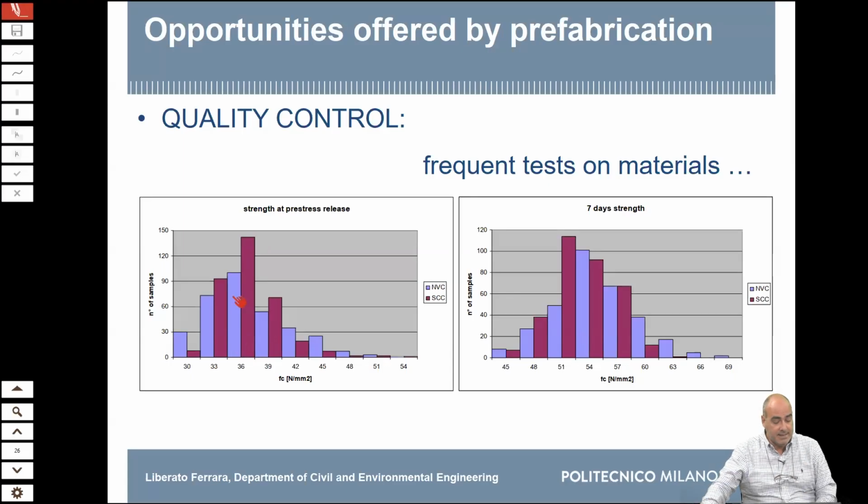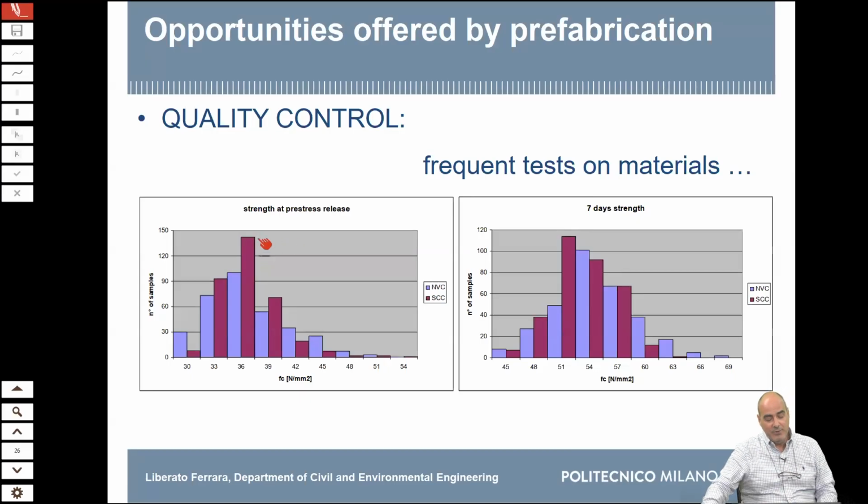But with SCC, this compares normal vibrated concrete to SCC. You see the SCC was gaining strength faster. You have a higher number of samples in the region where you needed that strength. And then you have 7 days, 28 days, and so on. But what you can also appreciate here, first of all, is that the distribution of the strength in concrete is not normal, but can be something log normal.